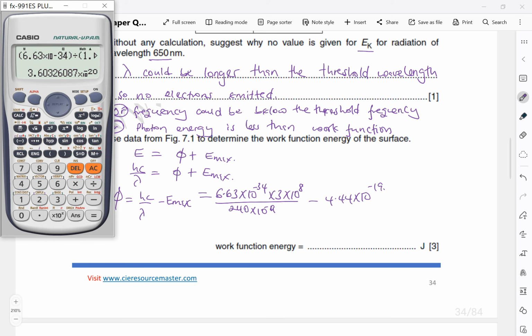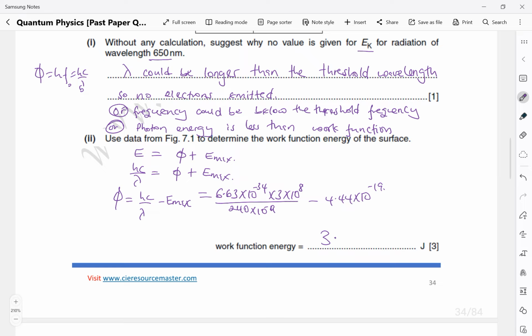In my calculator, I have 6.63 exponent minus 34, then times 3 exponent 8, divided by 240 exponent minus 9. Then I subtract 4.44 exponent minus 19. This gives me 3.85 times 10 to the power of minus 19 joules.